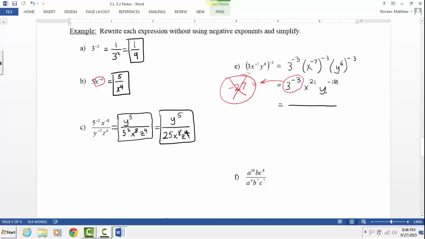So if I look at this expression, the 3 to the negative third is negative. So to make that positive, it goes to the bottom. And the same goes with the y. That's going to be a y to the positive 18 in the denominator. And then the x to the 21 stays positive on the top. And this will simplify down to x to the 21 over, now 3 to the third is 27, y to the 18th, and there you have your answer.